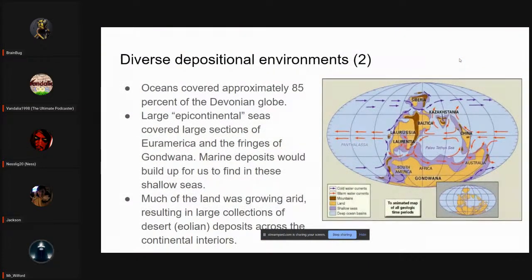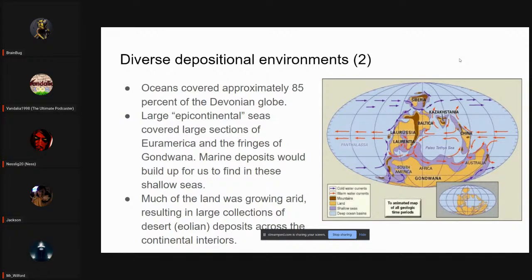So also during the Devonian, you had oceans covering about 85% of the planet. And you also had these large epicontinental seas, which you can see in this diagram here, basically covering the fringes of Gondwana. And then you've also got one that cut right up into North America. This is where most of our Devonian marine deposits came from. You also had the Paleo-Tethys Sea, which would later become very important for oil.